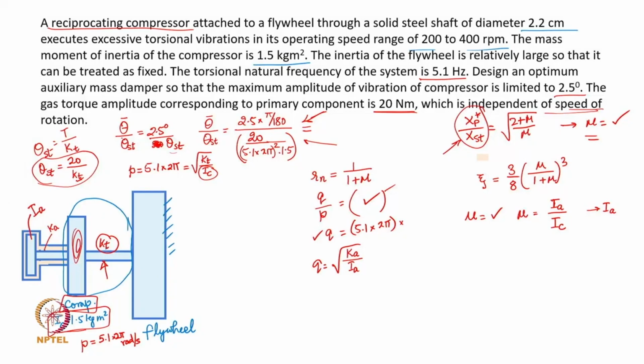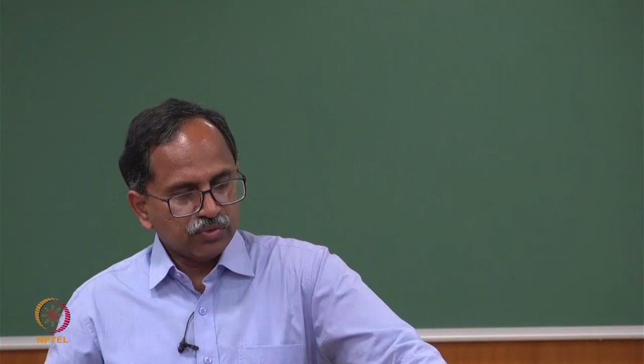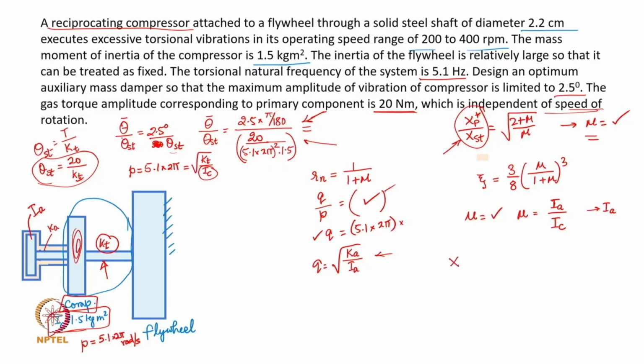Yeah, how will you find Ka? Once IA is known, you can find out Ka as well. Okay, and from the earlier expressions, you can also find out what is x1 bar, which is the amplitude of the auxiliary mass.